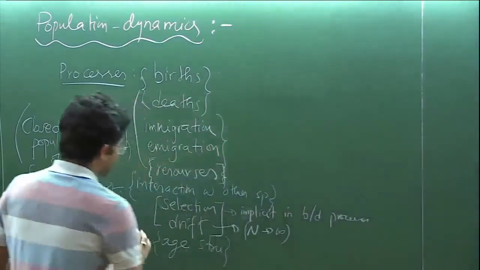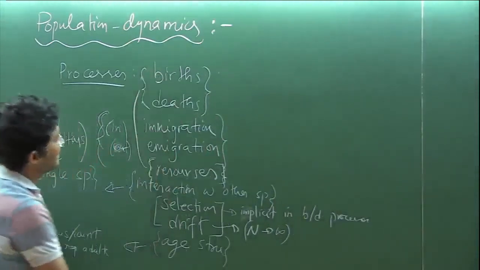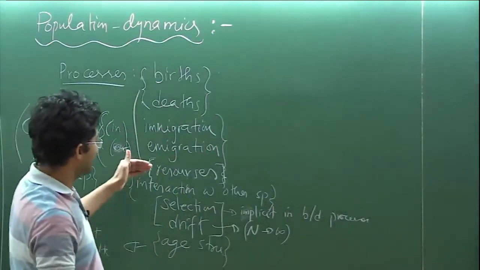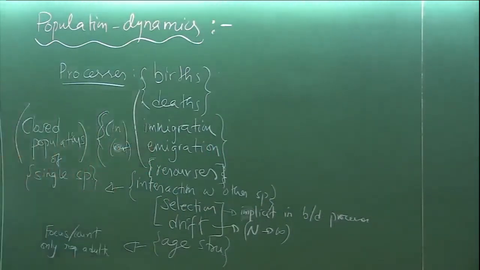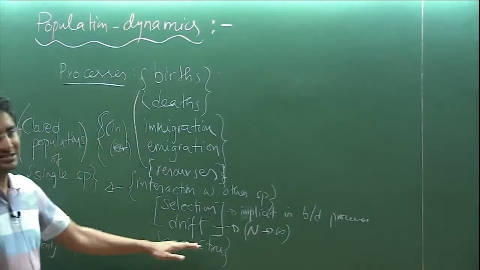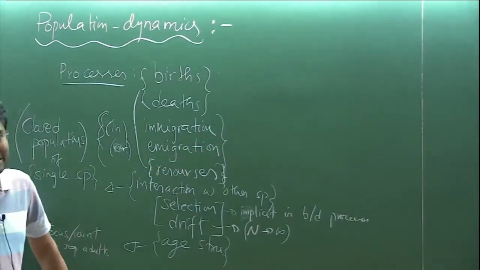So the upshot of all this is that we will make some assumptions about a birth and death process that incorporates resources, ignores immigration and emigration because of closed populations, in some sense ignores both selection and drift as well as the age structure, because we will focus only on the reproducing adults.